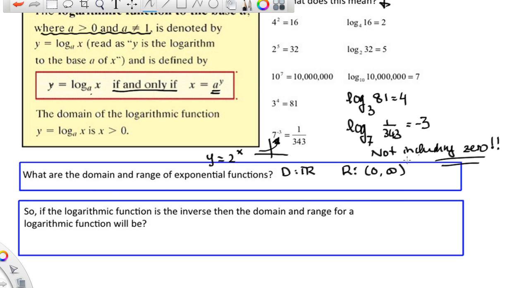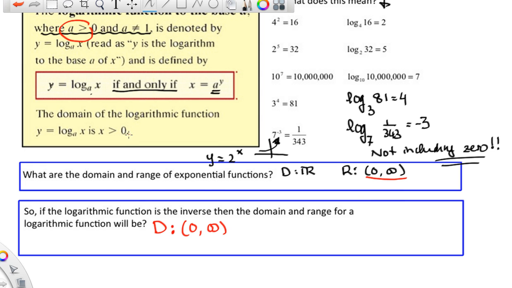Okay. So if the logarithmic function is the inverse, then the domain and range for the logarithmic will be, well, you can just swap those, right? Then we say we can swap x's and y's. So the domain for the logarithmic is the range of the inverse. So the domain of the logarithmic has to be larger than 0. And we already talked about that a little bit here, right?